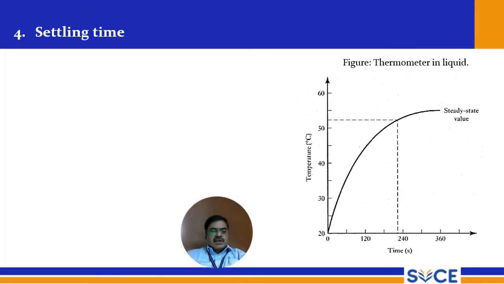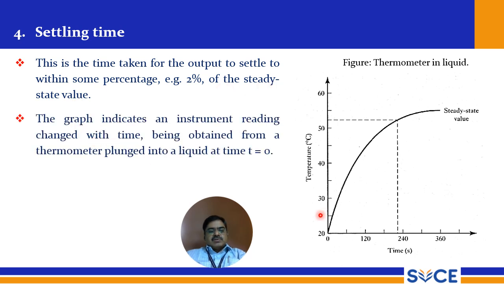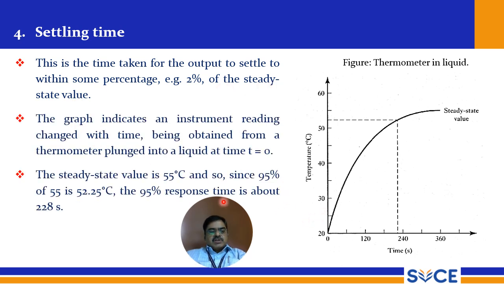And settling time is the time taken for the output to settle to within some percentage, for example 2%, of the steady state value. So here, within 2 percent, the steady state value is 55 degree centigrade, and since 95 percent of 55 is 52.25 degree centigrade, the 95% response time is about 228 seconds.